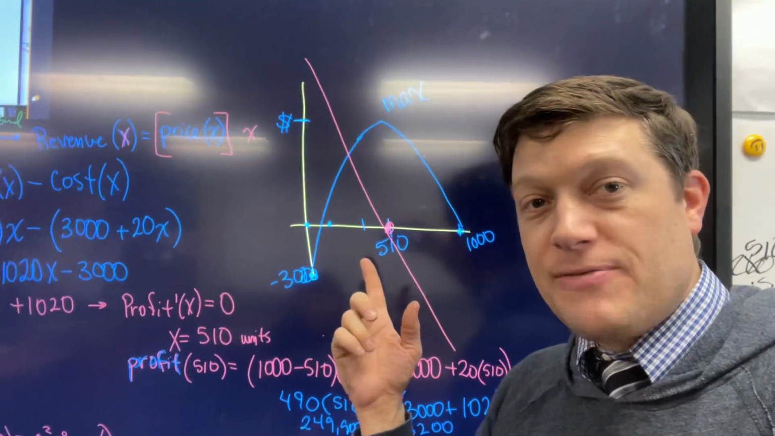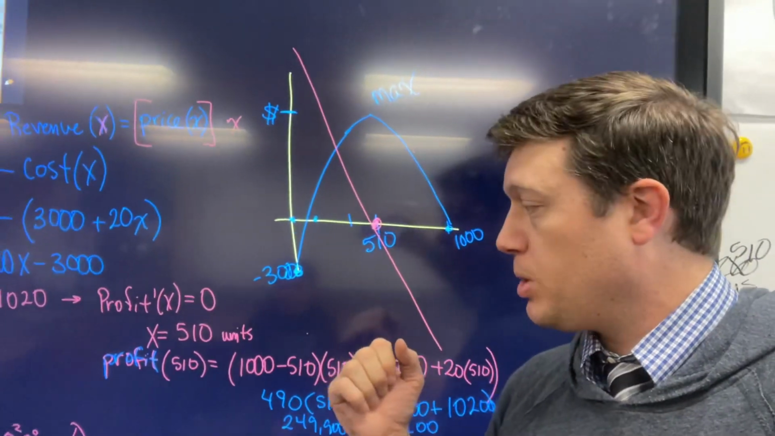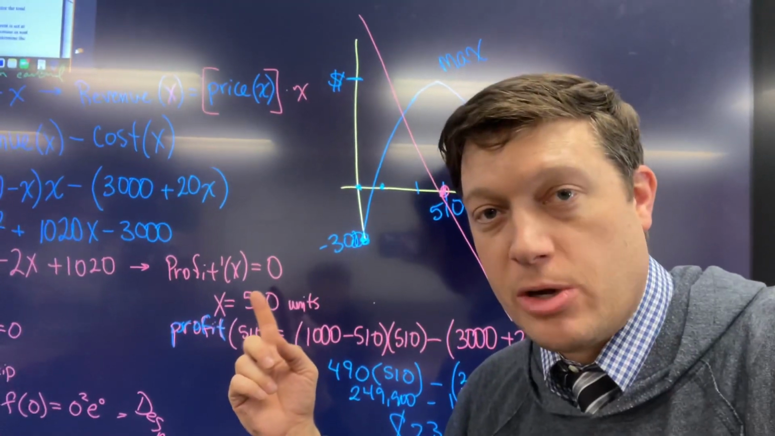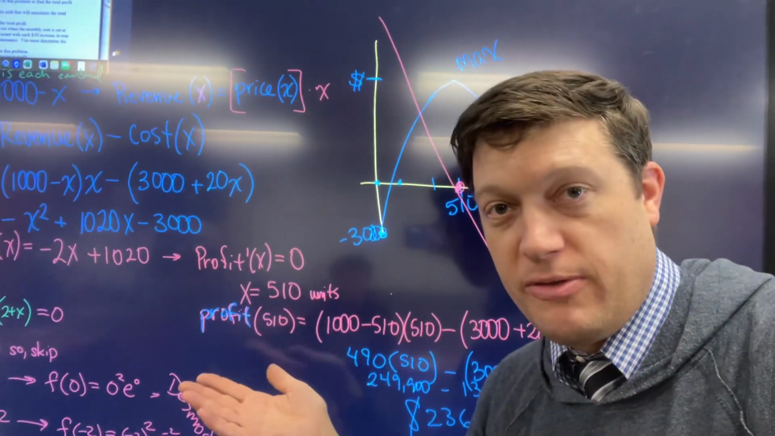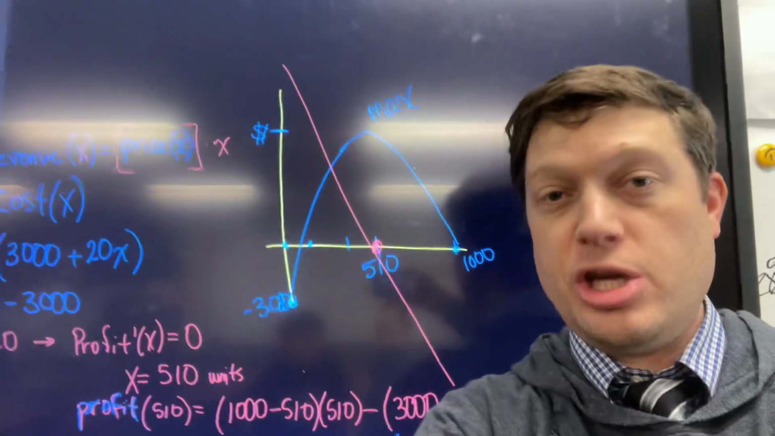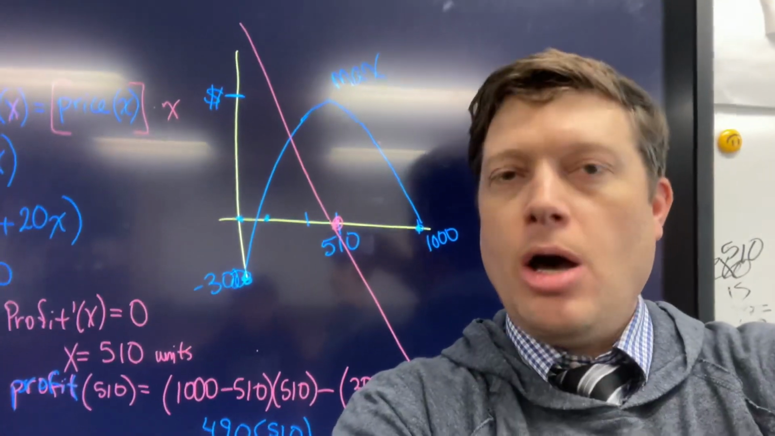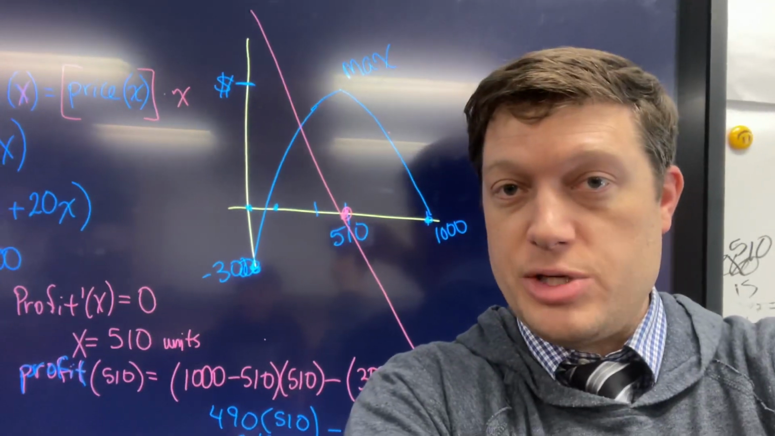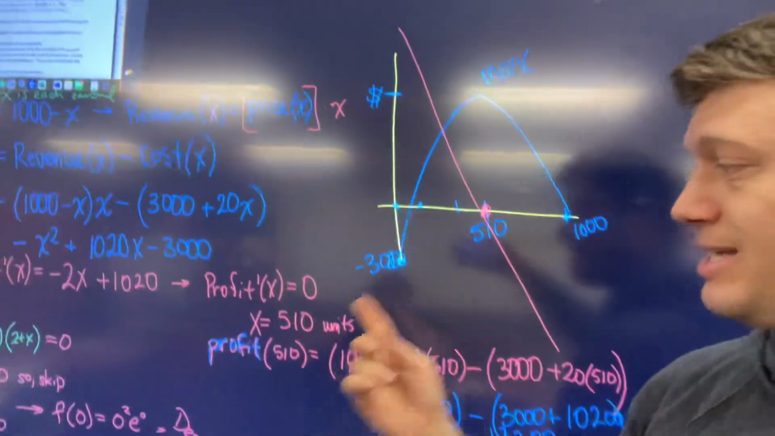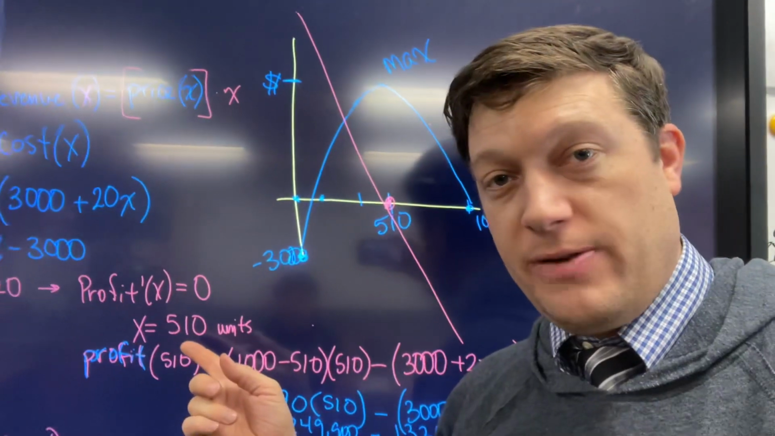When that's graphed, it looks like a linear function. So you set that linear function equal to 0. It's the derivative of profit. You solve for X when the derivative equals 0, and you find the location that is your maximum on the quadratic equation, the profit quadratic equation. Take that information. Turns out it's 510 units.